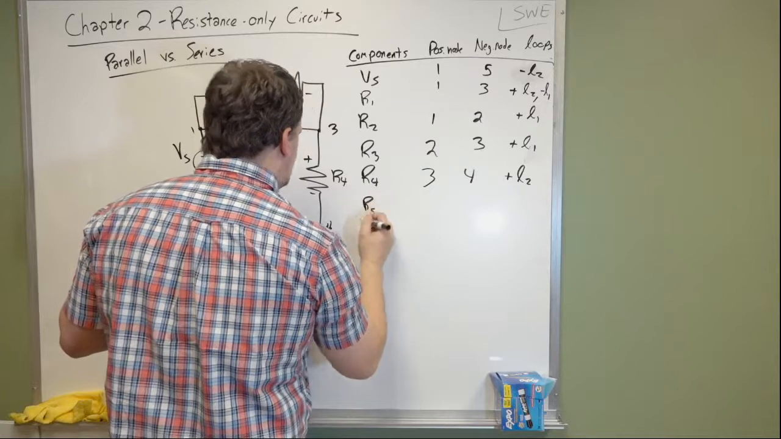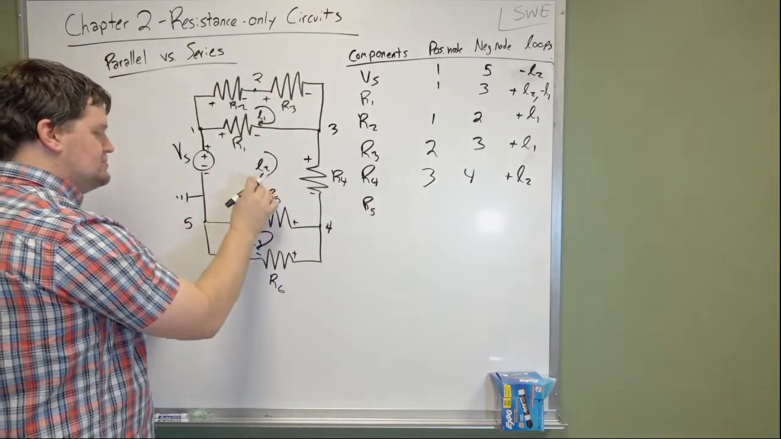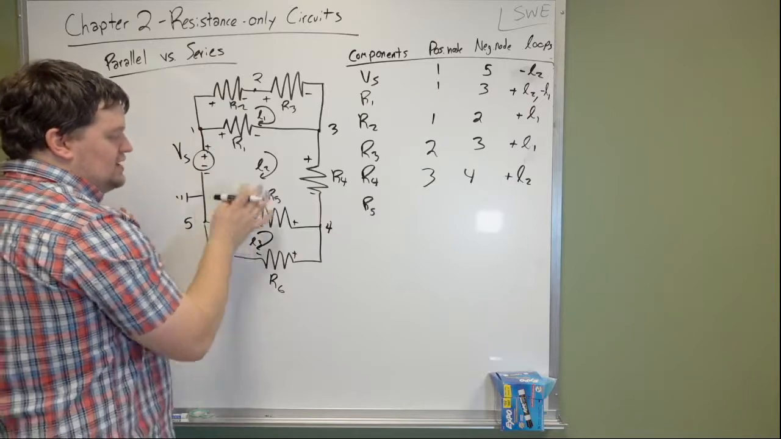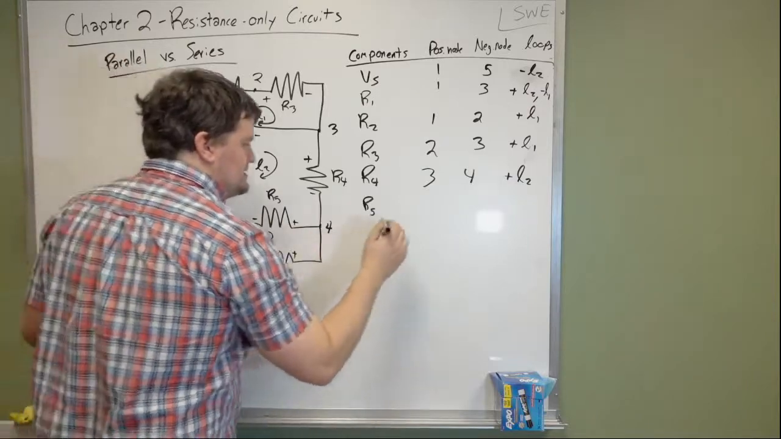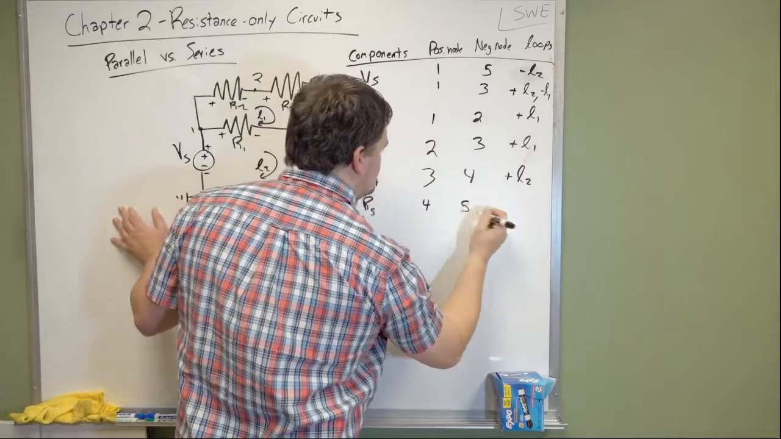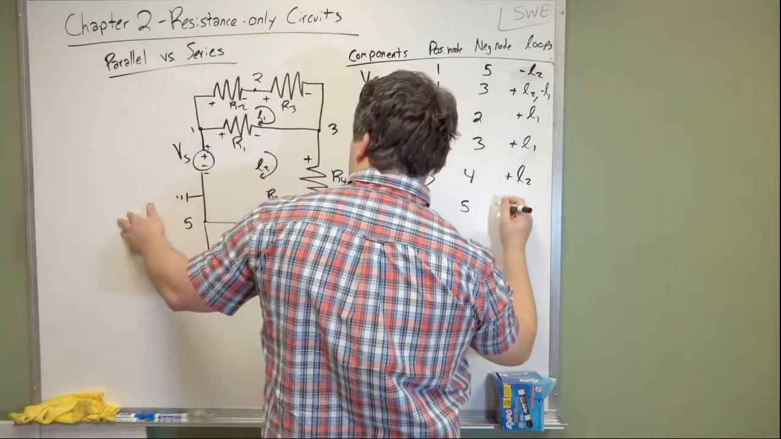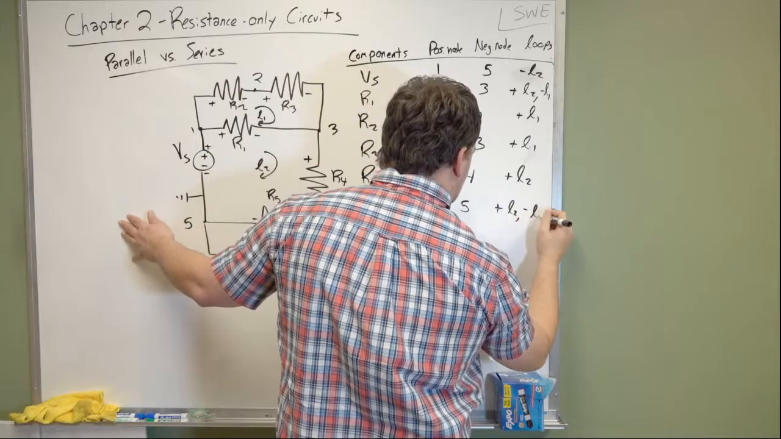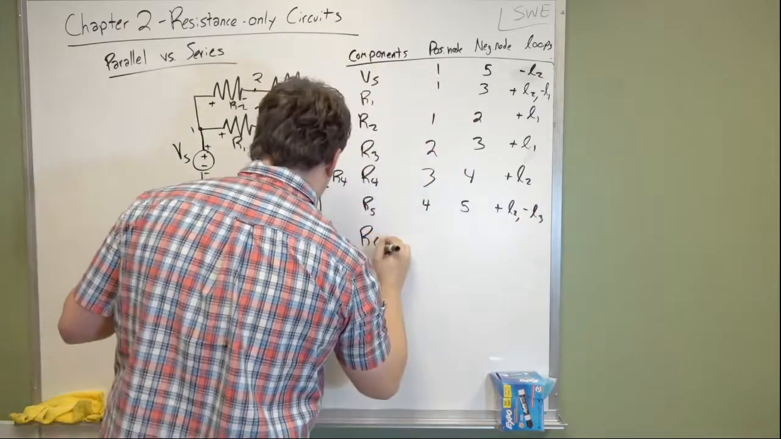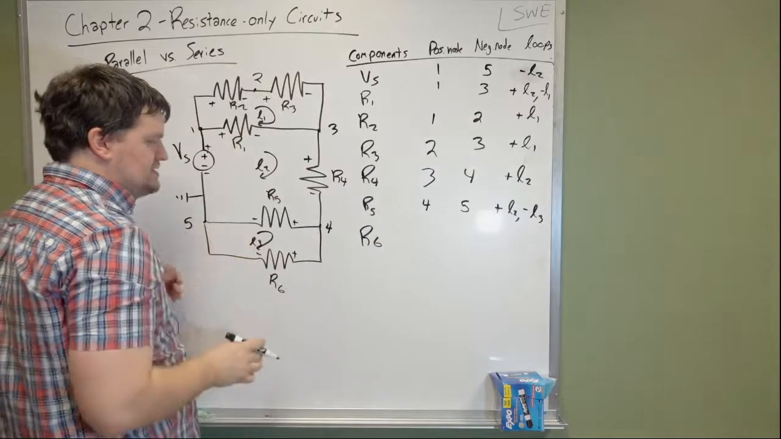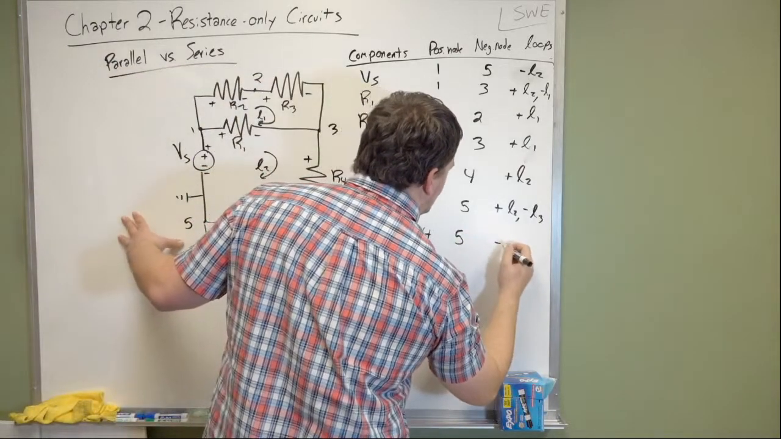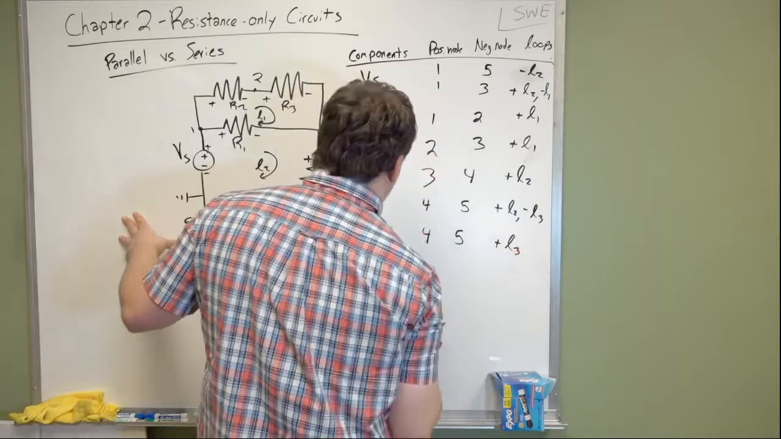And we talk R5. R5 here touches loop 2 and loop 3. It's kind of between both of those loops. And it starts at 4 and ends at 5. It is positive in loop 2, and it is negative in loop 3. Now, R6 only touches one loop, that is L3. It also starts at 4, ends at 5, and it is positive in loop 3.